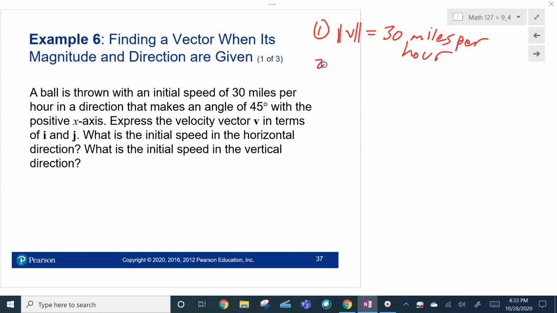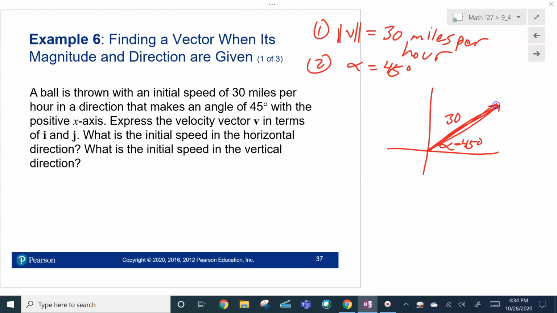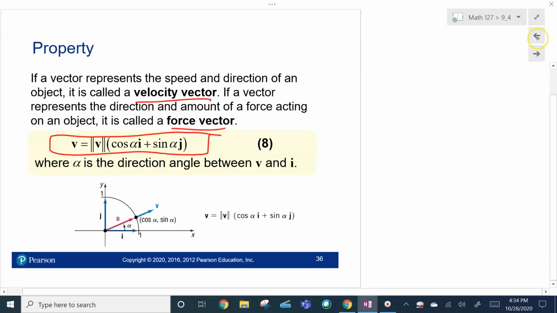Number two, they give us this angle. It's an angle of 45 degrees with the positive x-axis, with the horizontal axis. So if you're drawing a picture of this thing, you've got this ball being thrown at this alpha being 45 degrees, and the length of this, I'm going to say 30 miles per hour. So this length, however long that is, represents that speed. So then we're just going to use that vector v.